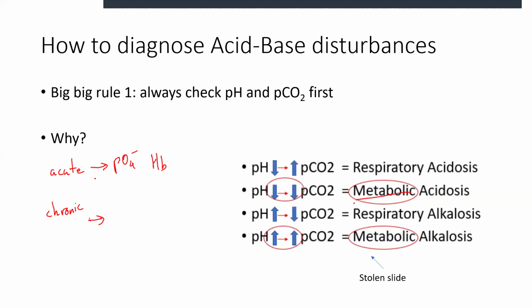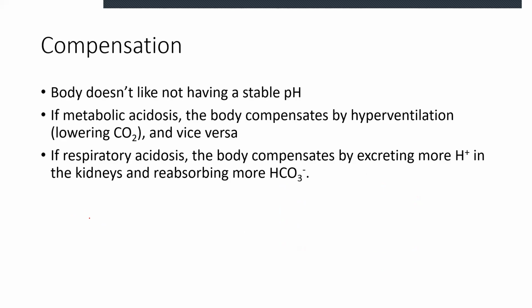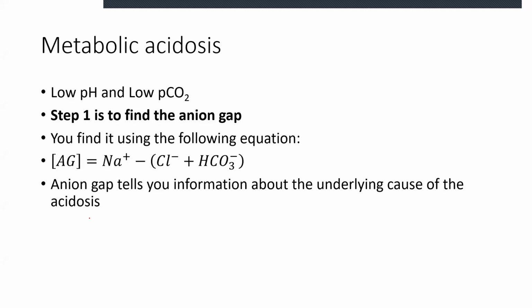Okay, so let's talk about our first disorder for the day. This is what I mentioned with compensation. The body doesn't like not having a normal pH. It doesn't like not having a pH of around 7.35 to 7.4. If you have metabolic acidosis, your body will compensate via hyperventilation. And then in respiratory acidosis, the delayed response is excreting more hydrogen and reabsorbing more bicarbonate.